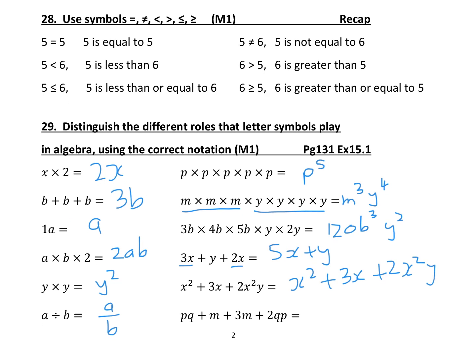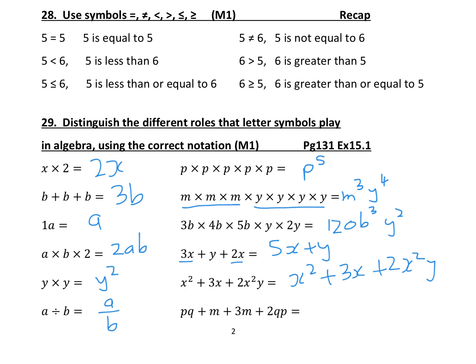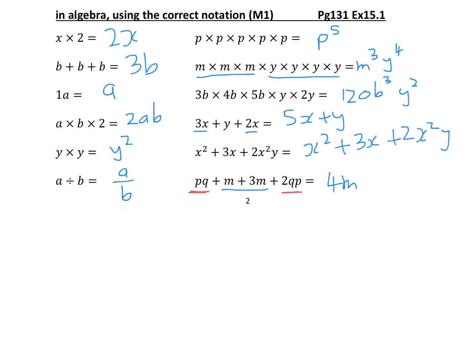On the last one, we've got 3m plus 1m. They're like terms, that would give you 4m. Now the other two terms might look different, but actually we've got p times q and q times p. But q times p, or qp, is the same as p times q, or pq. So we actually have a pq plus a 2pq. They are like terms, and we'd have 3 of them all together. So that would be 3pq.